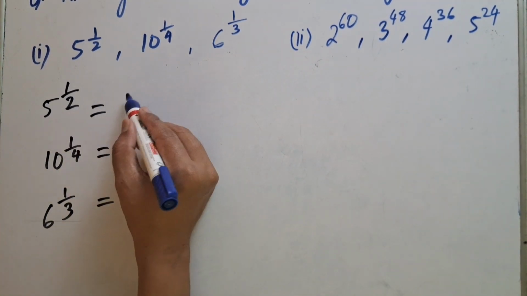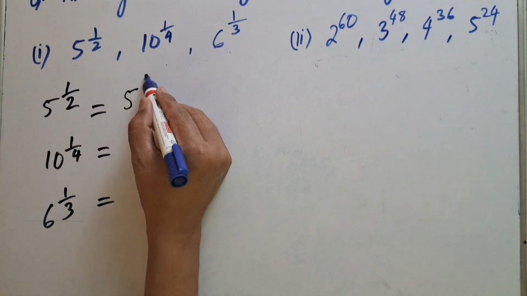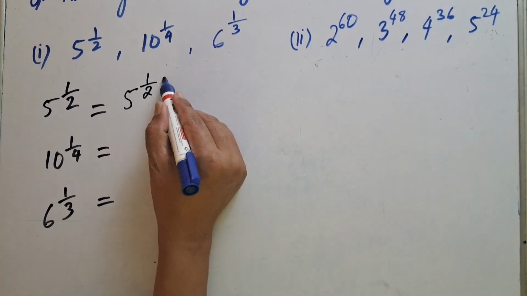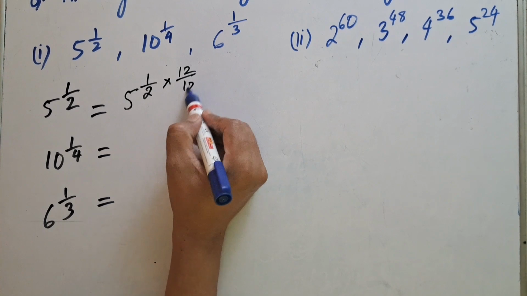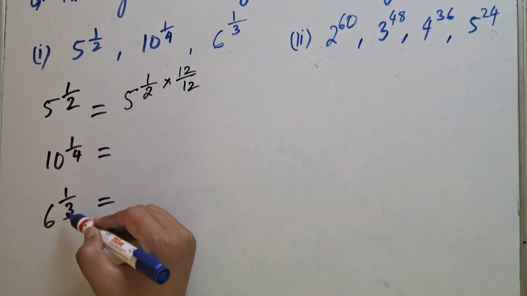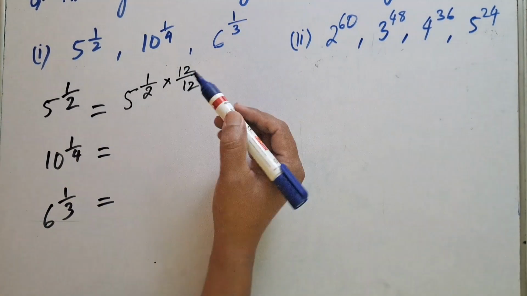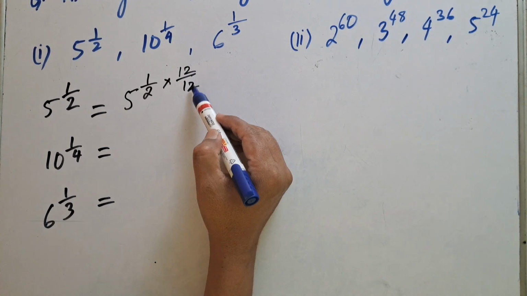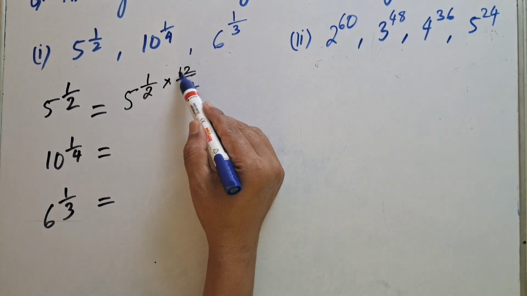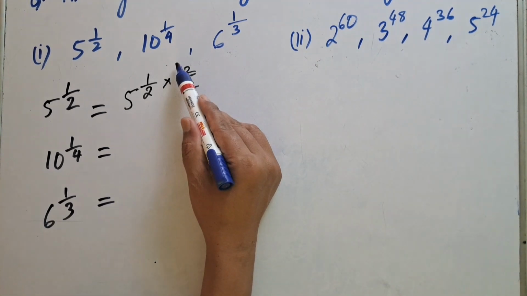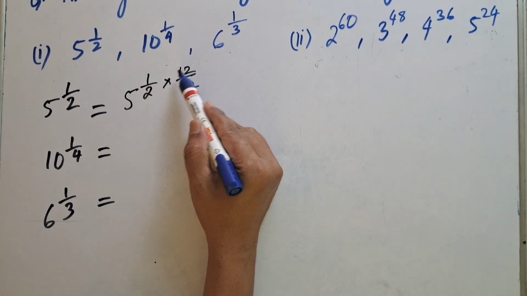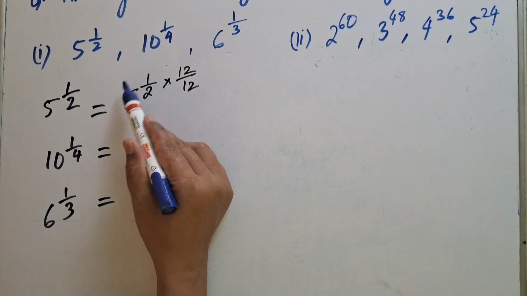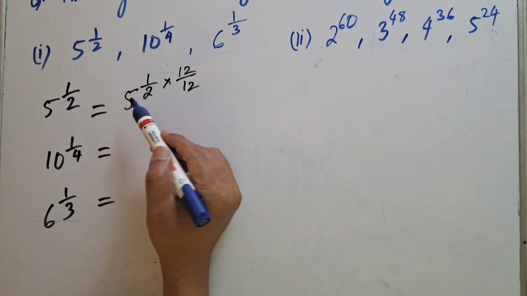Now, 5 to the power 1 by 2 into 12 upon 12. The LCM of these denominators is 12. When we multiply and divide by 12, the 12 and 12 cancel and 1 remains here. So 1 upon 2 into 1 is 1 upon 2. So the value of this number doesn't change.